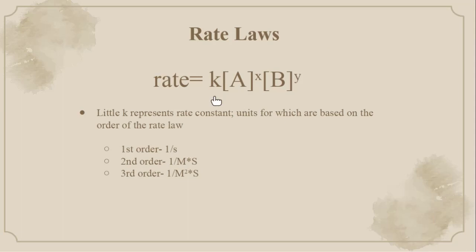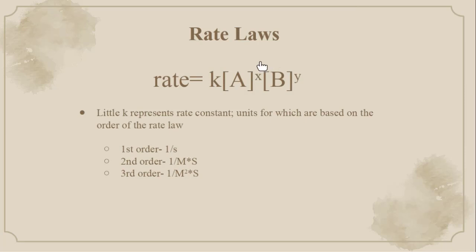And it's important to note that this little k has units, and these units depend on the overall order of the rate. So, for example, if we have a first order, we'll see 1 over seconds for the units of k. Second order, 1 over molarity times seconds, and third order, 1 over molarity squared times seconds. So you have to make sure what order of rate you have before you can figure out the units of k.